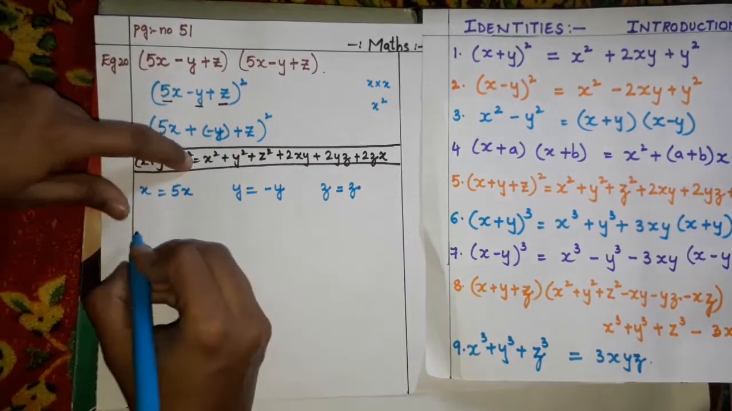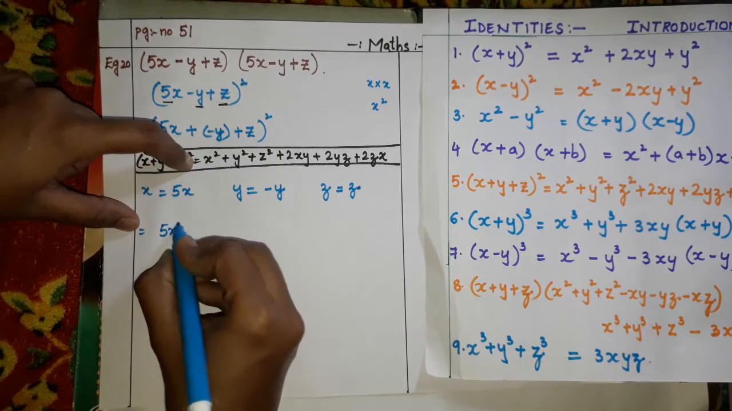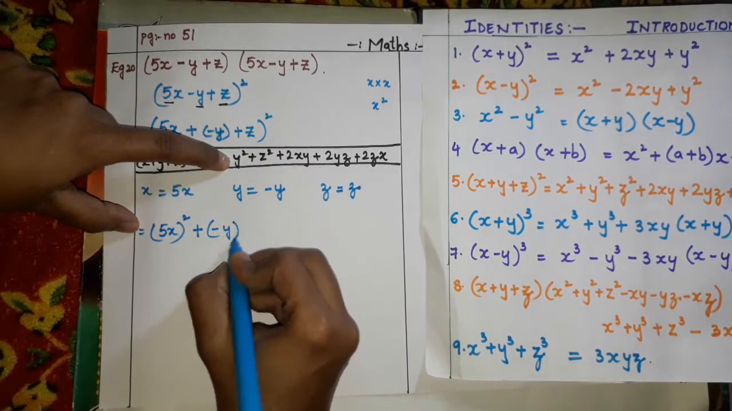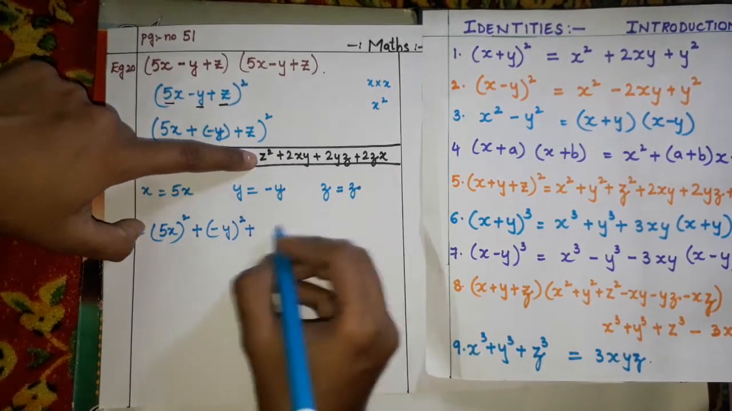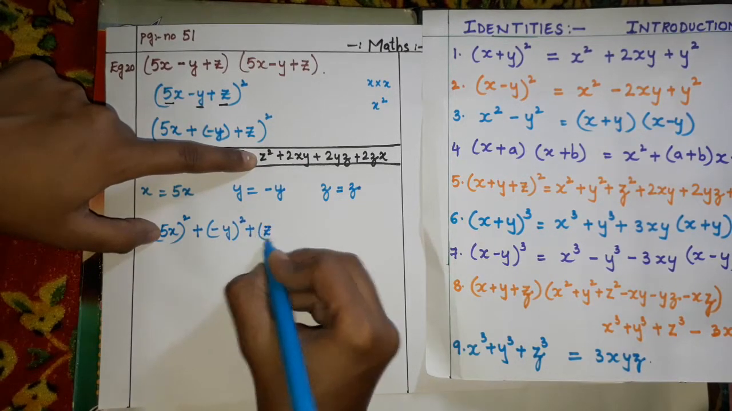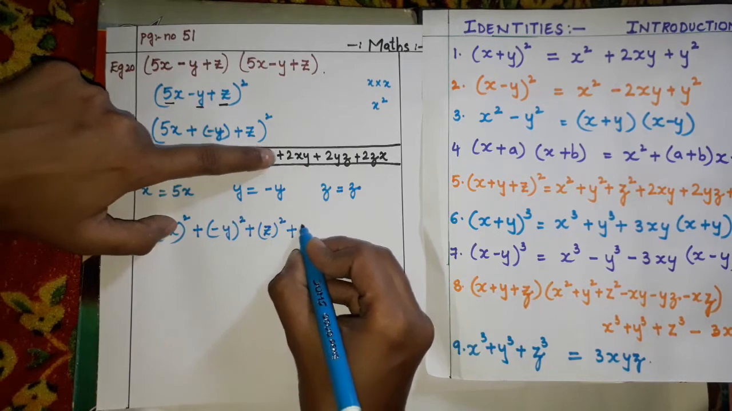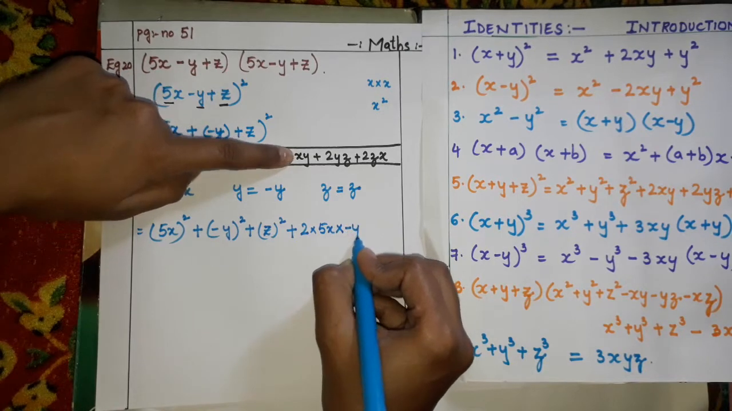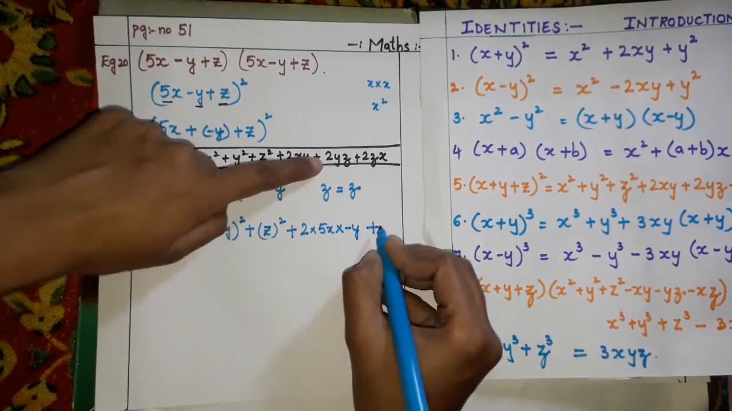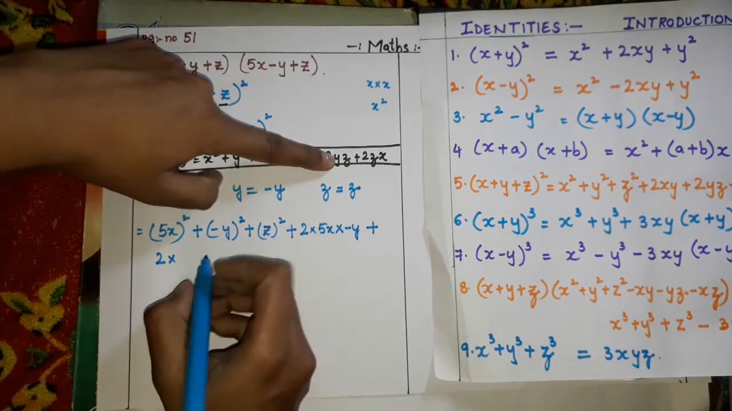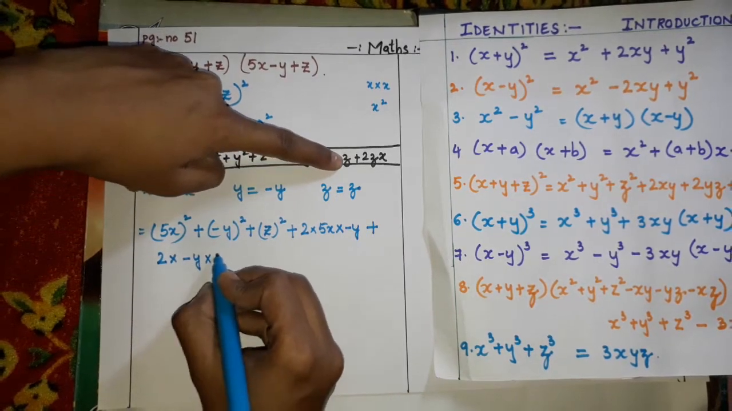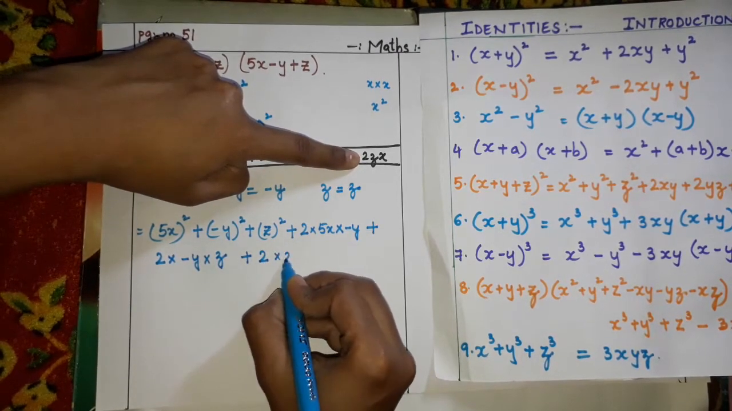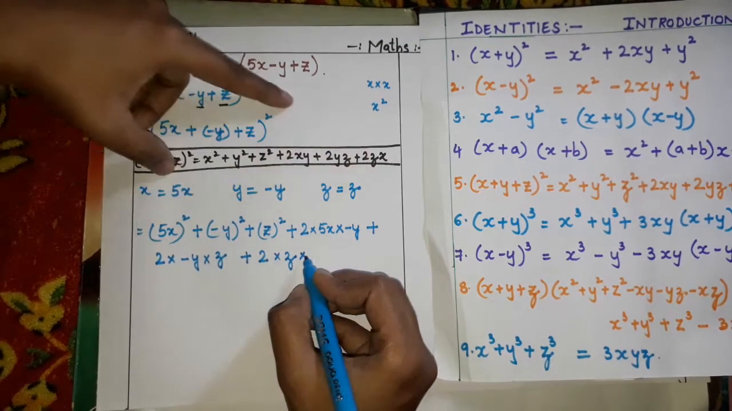So first is what? x square. x square means (5x) whole square, plus y square. y is what? (minus y) whole square, plus z is what? z itself, so I am going to write z whole square, plus 2 into x is what? 5x. y is what? Minus y. Plus 2 as it is, into y is what? Minus y, into z is what? Same as it is, z. Plus 2, z is what? z itself, into x is what? 5x.